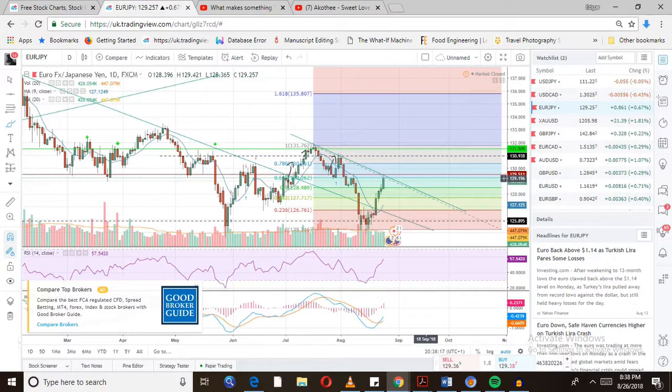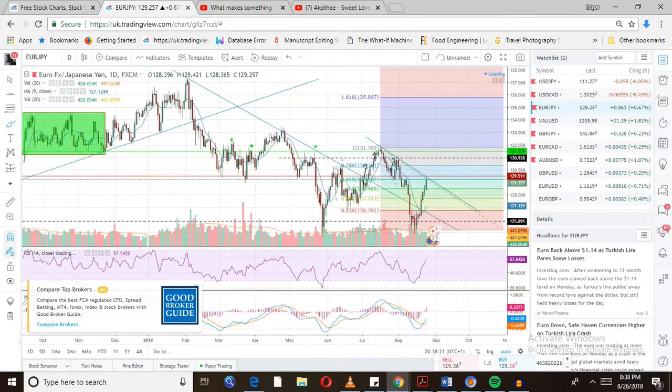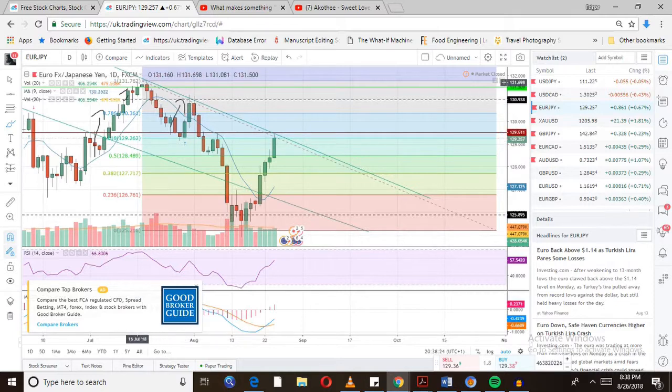Now if that's not enough, we have the Fibonacci retracement giving us a 0.61 entry level for shorting this pair. That is killer. That is absolutely killer.